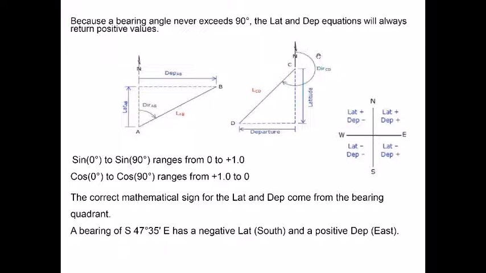So you just replace the azimuth in the equation, multiply it with the length, and then it will give you the departure value if you multiply it with the sine, and the latitude value if you multiply it with the cosine. So a bearing of south 47 degrees 35 minutes east has a negative latitude because it's south, and a positive departure because it's east.